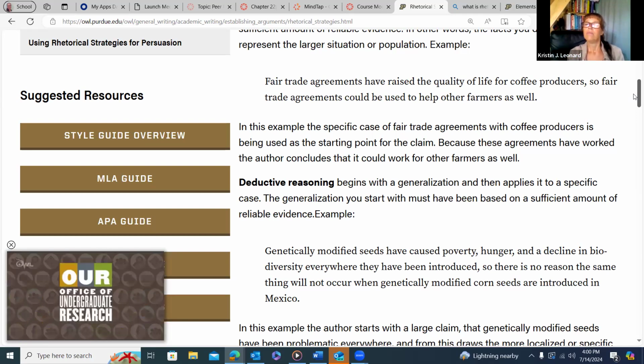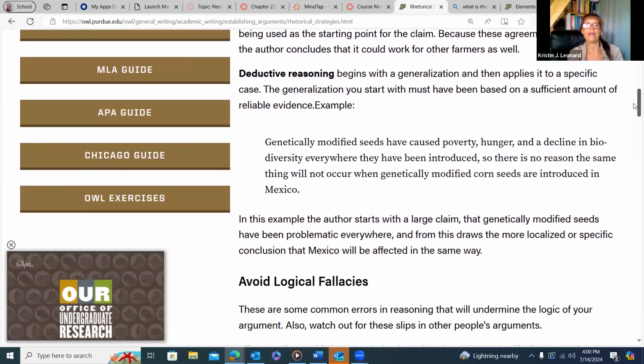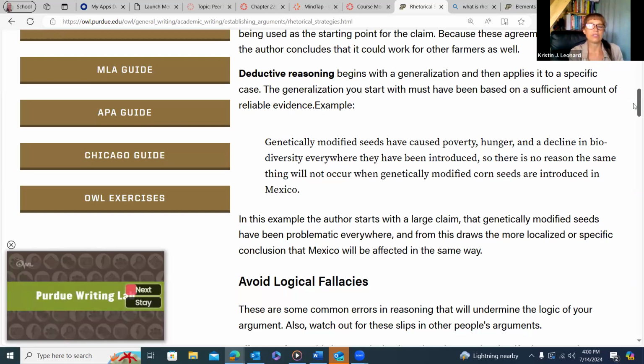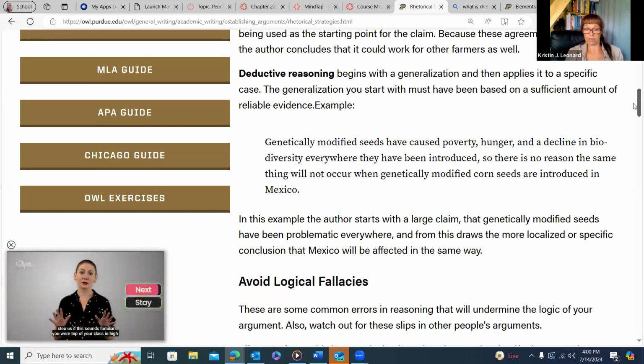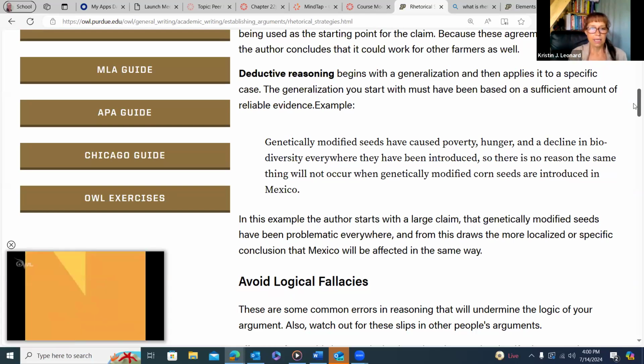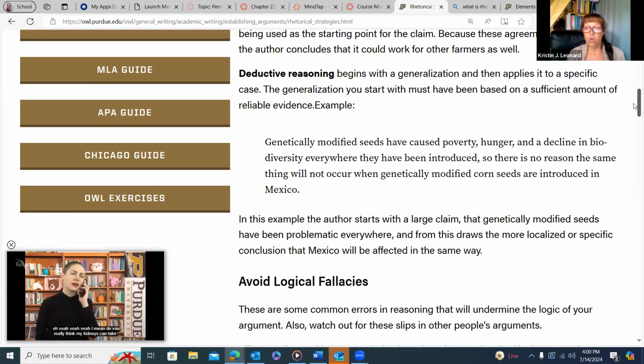Deductive reasoning begins with a generalization, and then applies it to a specific case. So the generalization you start with must have been based on a sufficient amount of reliable evidence. We have an example here. Genetically modified seeds have caused poverty, hunger, and a decline in biodiversity everywhere they have been introduced. So there is no reason the same thing will not occur when genetically modified corn seeds are introduced in Mexico.